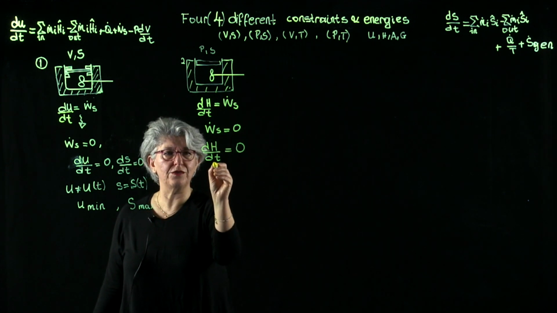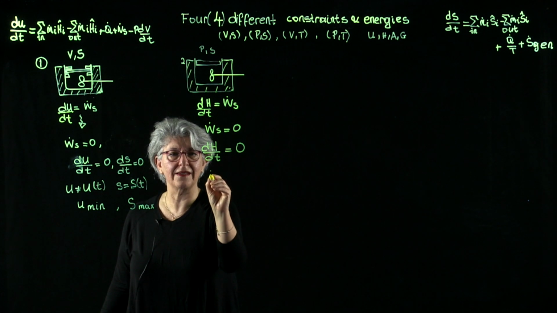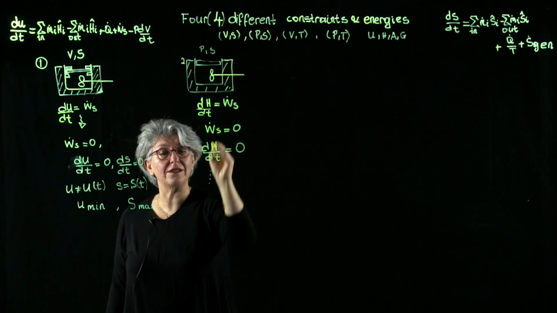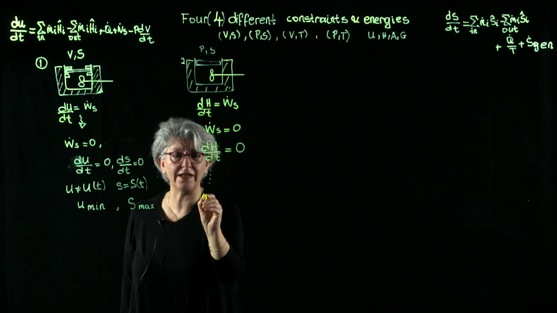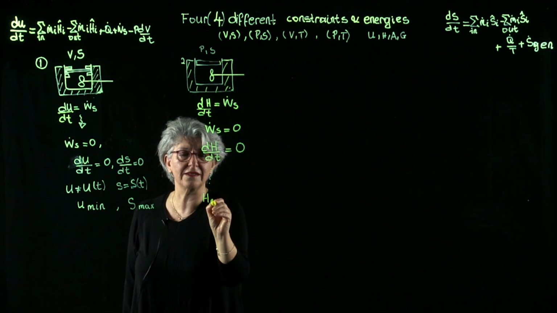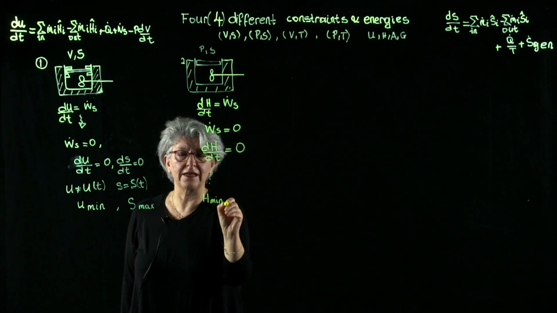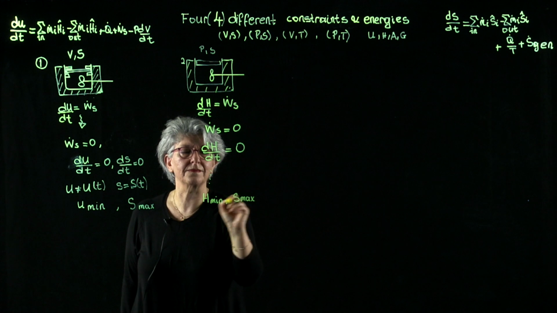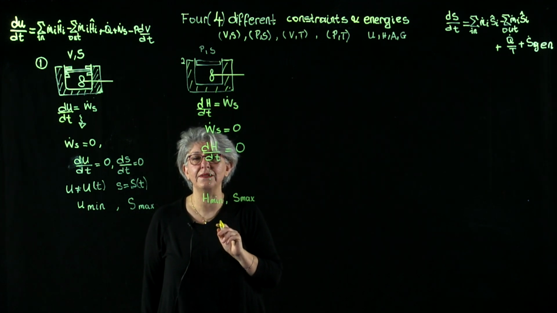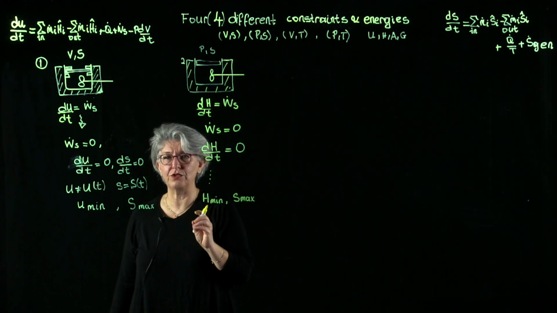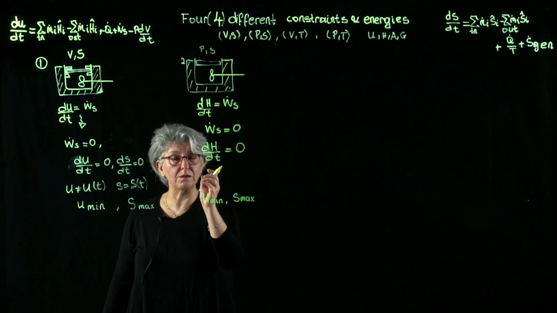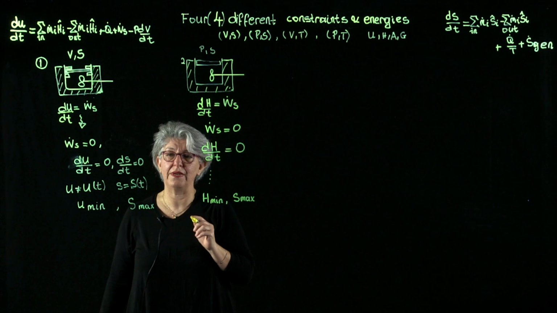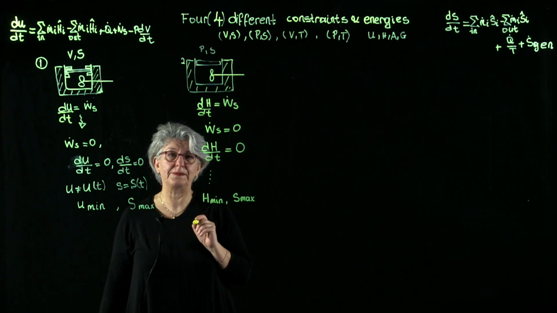In other words, this system at constant pressure and entropy will evolve to an H minimum state and S maximum state. All right? Our system is going to evolve to a minimum enthalpy and maximum entropy state.